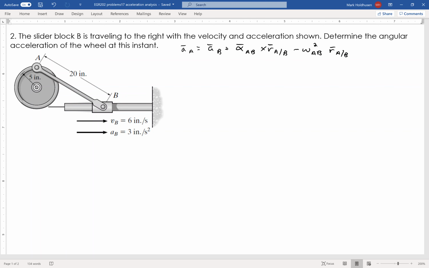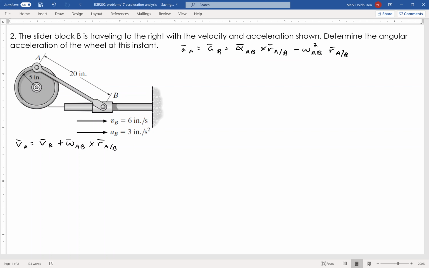do any of this. So before I get into this acceleration equation, I'm going to start with the corresponding velocity equation, and that would be the velocity of A equals the velocity of B plus omega AB, which is what I'm looking for here, crossed with R of A with respect to B. Okay, so now we're going to step through this and figure out what's going on.